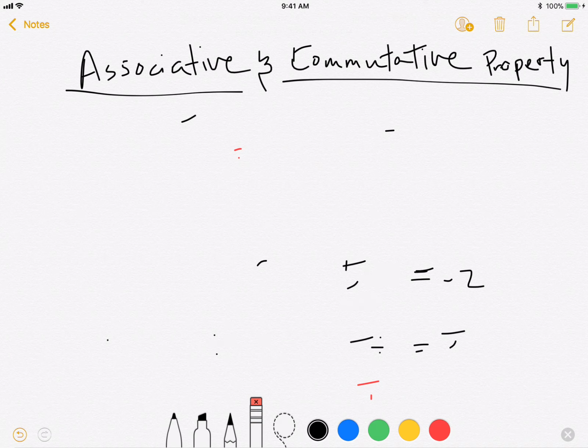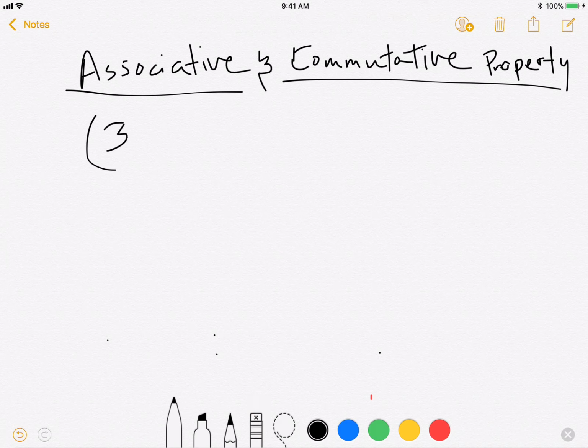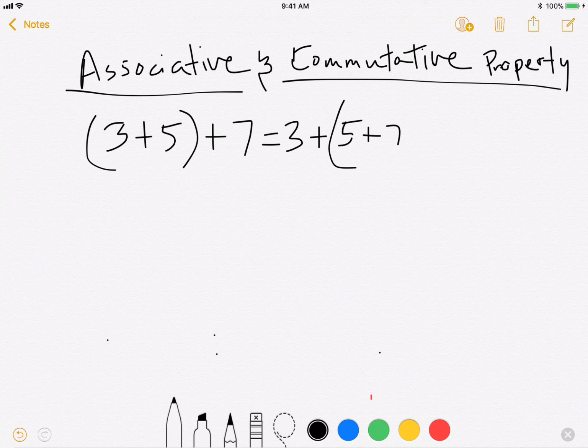When I think about pairing, I think of parentheses. So I'm going to show you what I'm talking about. If you have a 3 in parentheses plus a 5, go ahead and write this down, plus 7 equals 3 plus 5 plus 7. All right, let's take a stab.